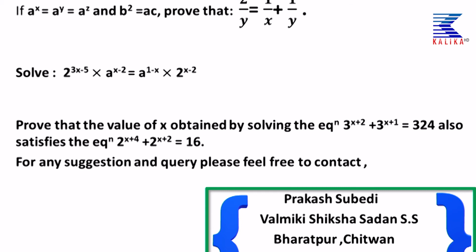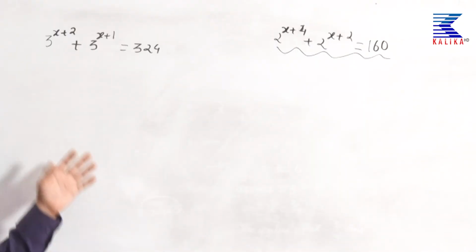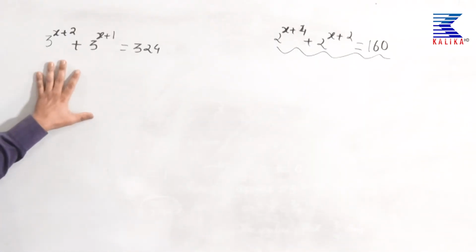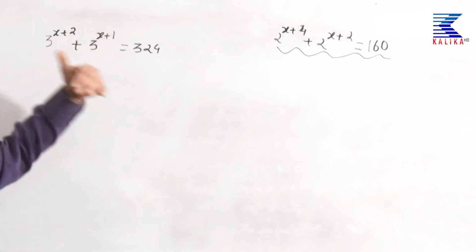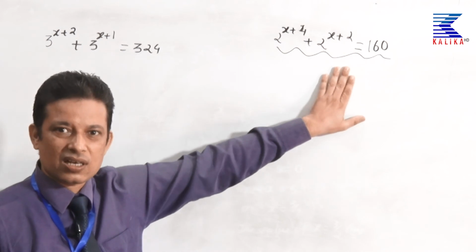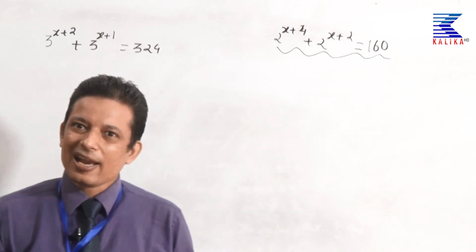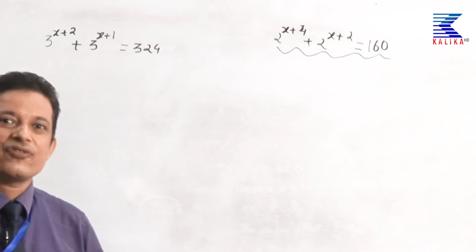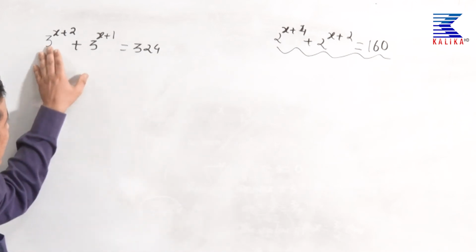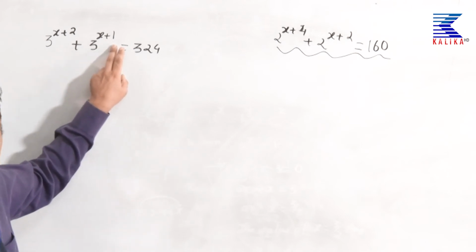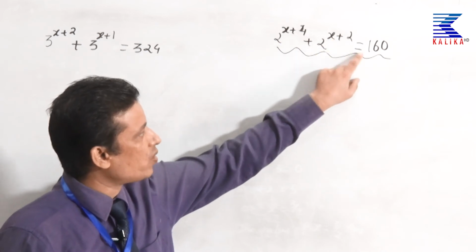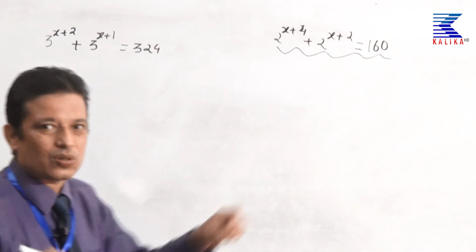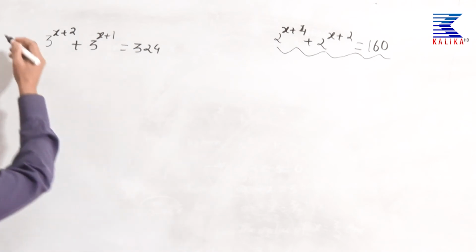Sorry student, let us look at the board please. Here we need to prove that the value of x that we get from this equation will also satisfy this equation. Let us check. The question can be whether the value of x obtained from the equation 3 to the power x plus 2 plus 3 to the power x plus 1 satisfies the equation 2 to the power x plus 4 plus 2 to the power x plus 2 equal to 160 or not. So, let us check. This is the first equation.